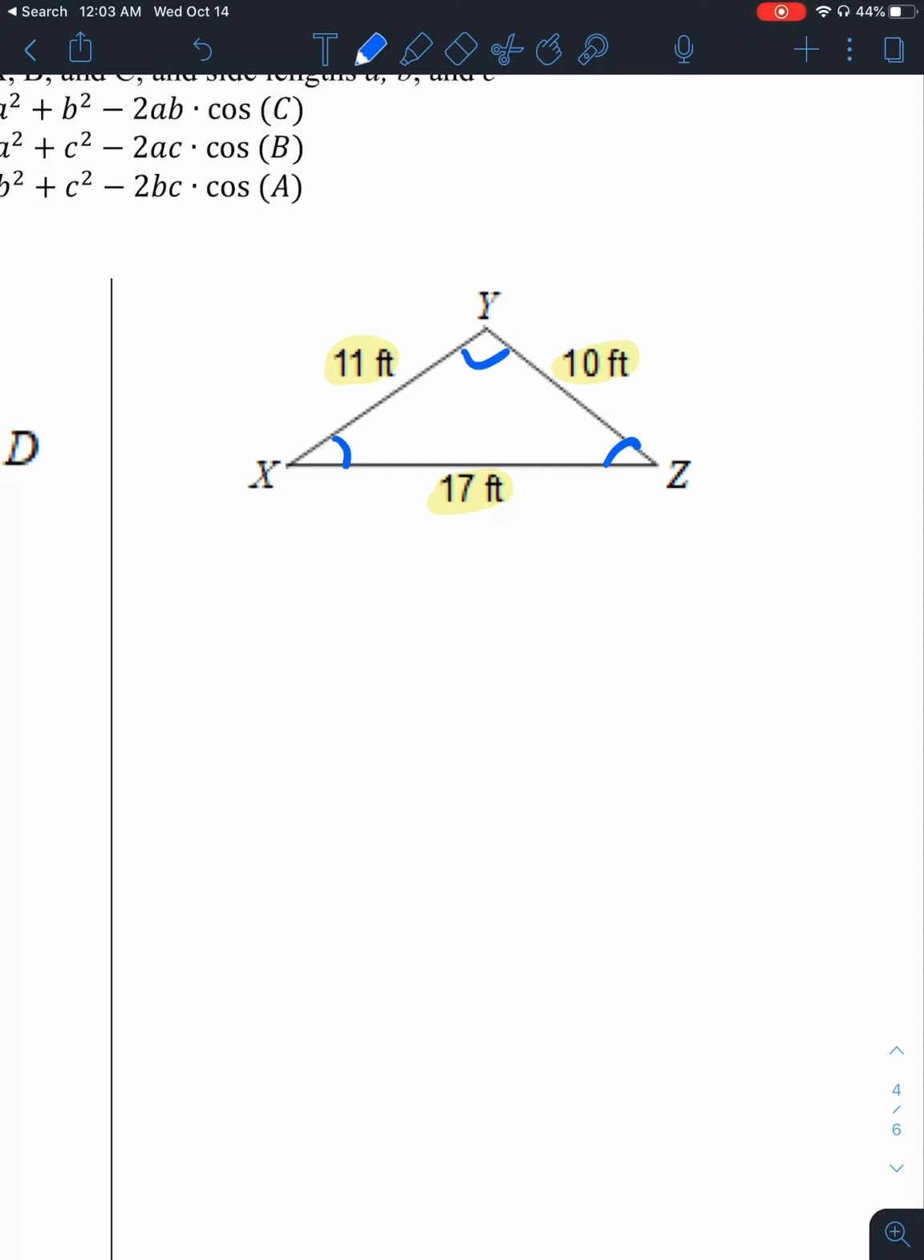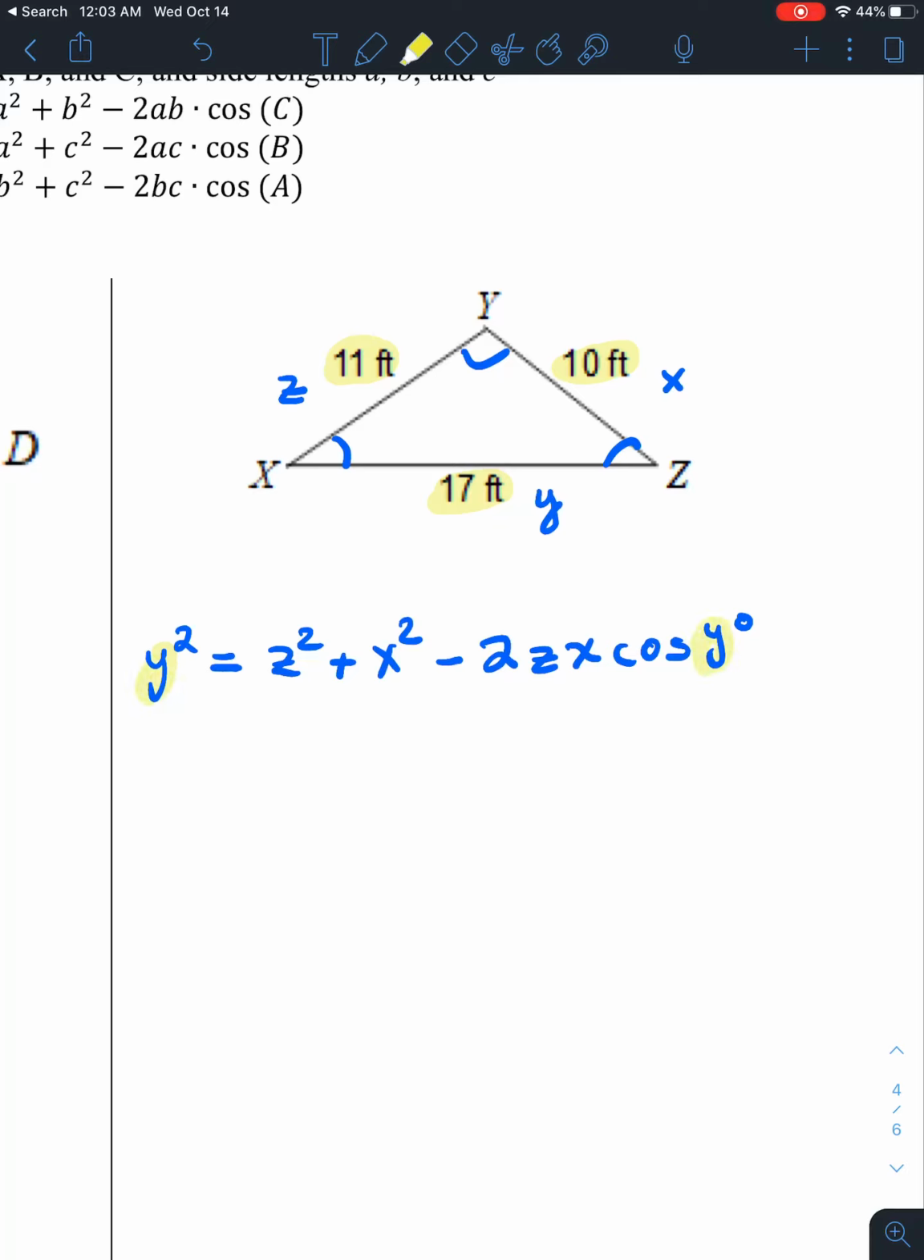So what we're going to do here is, let me first label the sides just to remind you. This is called side Y, this is called side X, and this is called side Z, because the sides correspond to the opposite angles. We are going to find angle Y. So I'm going to write Y squared equals Z squared plus X squared minus 2ZX cosine of angle Y. Remember that this outside part must correspond to this.